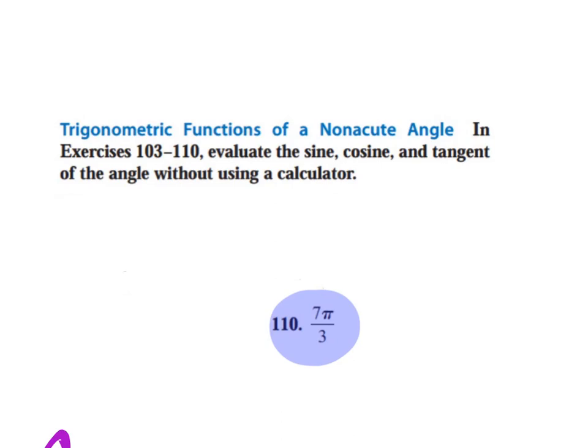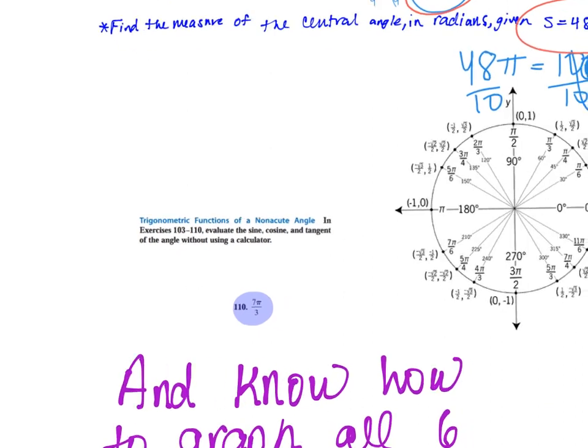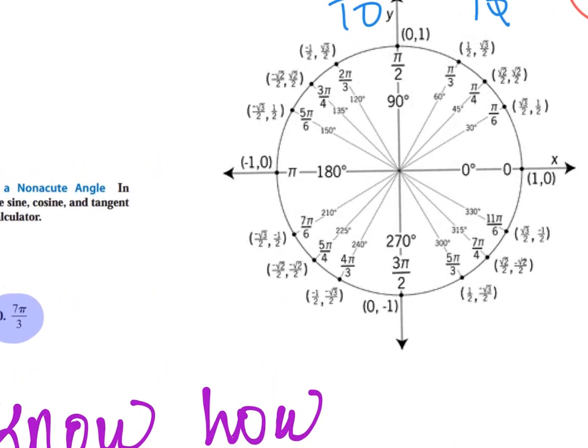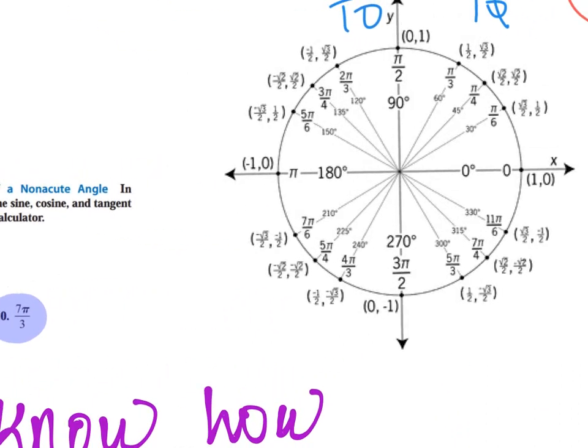Evaluate sine, cosine, and tangent of the angle without using a calculator. Is 7 pi over 3 on the unit circle? No, it's not. Anybody remember how to do this one?